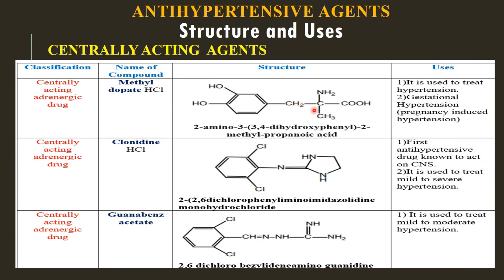Uses: it is used in the treatment of hypertension, gestational hypertension. What is gestational hypertension? It is pregnancy-induced hypertension. So the next drug is clonidine.